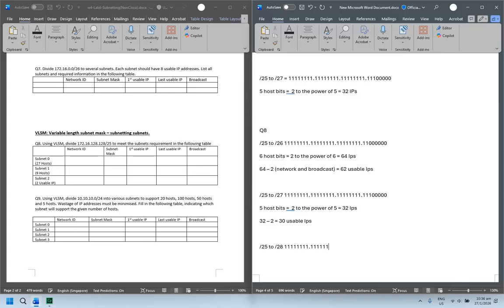That is 8, 8, 8, then 4 bits followed by 4 zeros. This is my /28. So 4 host bits equals 2 to the power of 4, equals 16 IPs. Definitely not enough to fit my 27. So it means that I should be using the /27.